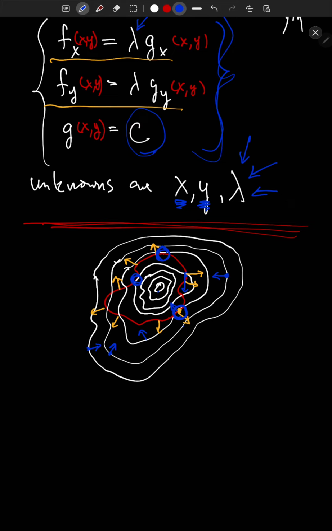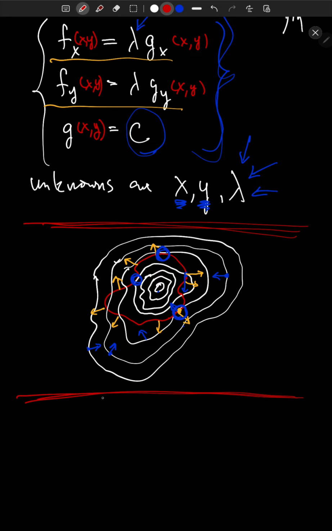As usual, once we have all our candidates, we're just going to plug them in. Among those candidates is going to be the biggest value and the smallest. So when I plug them in, I'm going to get the biggest and smallest values of my function. You can always think of it like this.